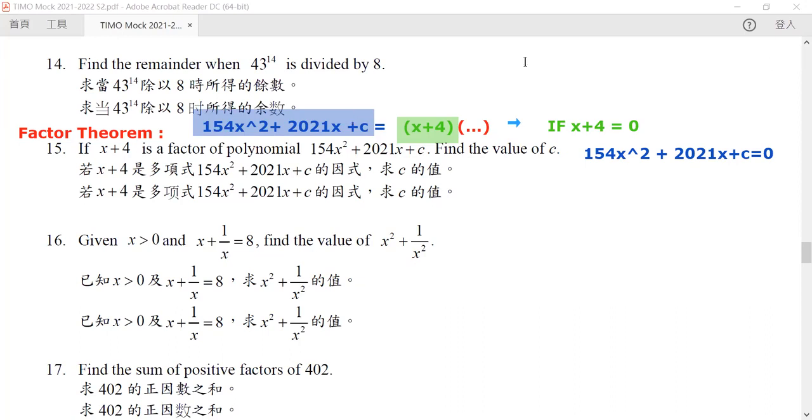But what does that mean? It simply means that when x is equal to -4, the whole thing will go to 0. So how could we compute the value at x equals -4 for our blue equation? All we need to do is just substitute it, right? So we will have 154 times -4 squared, minus 2121 times 4, and then plus c, and this will be equal to 0.